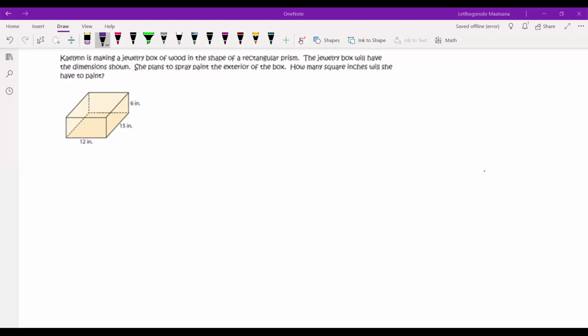In this example, she is making a jewelry box of wood in the shape of a rectangular prism. The jewelry box will have a two-dimensional net shown. She plans to spray paint the exterior of the box. How many square inches will she have to paint? So we want to know the surface area of this box. In this case, we have a width that is 12 inches, a length that is 15 inches, and a height that is 6 inches.